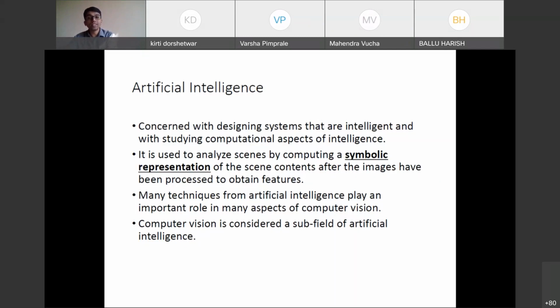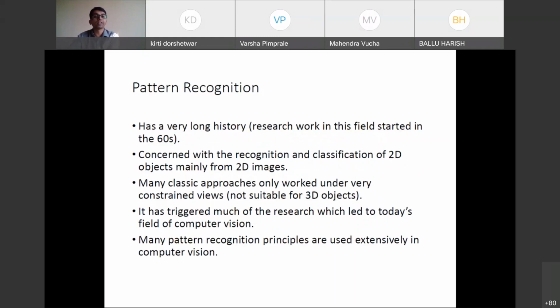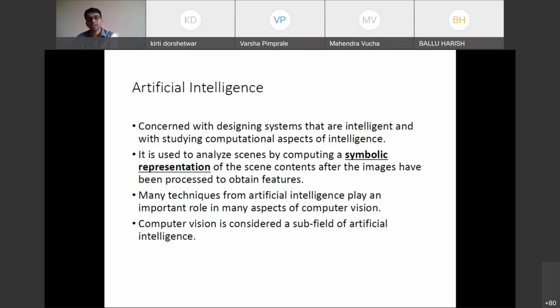So it is used to analyze scenes by computing a symbolic representation. This is that symbolic representation which follows from pattern recognition. You need to find a pattern and then symbolically represent that pattern. Many techniques from artificial intelligence play an important role in many aspects of computer vision. Computer vision can be considered a subfield of artificial intelligence, because vision is related to stereo images or even 2D images, but artificial intelligence you can apply to 1D, 2D, or n-dimensional data. Just that the computational complexity will go on increasing drastically.